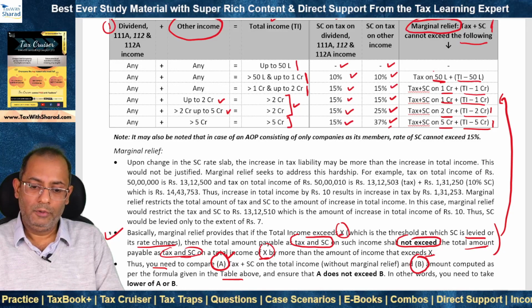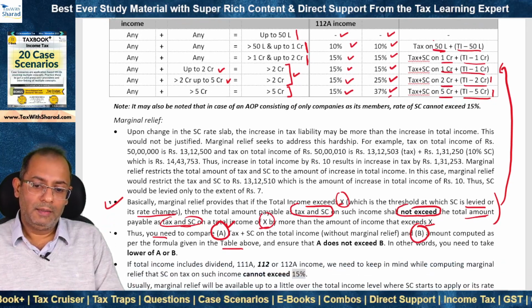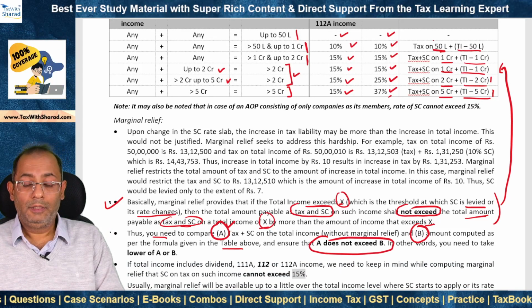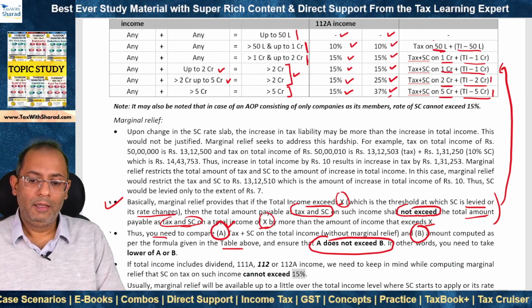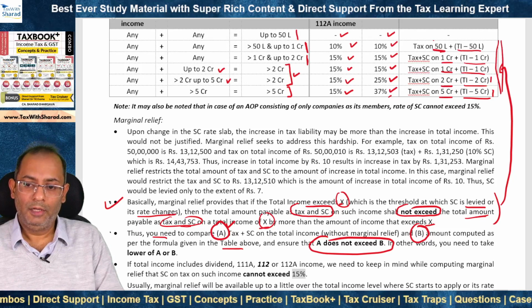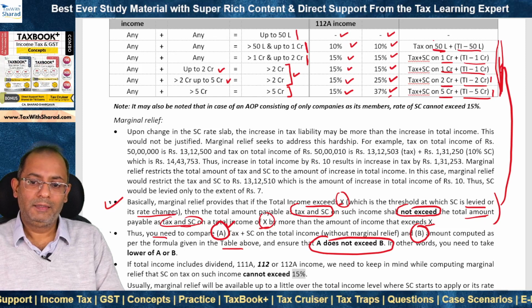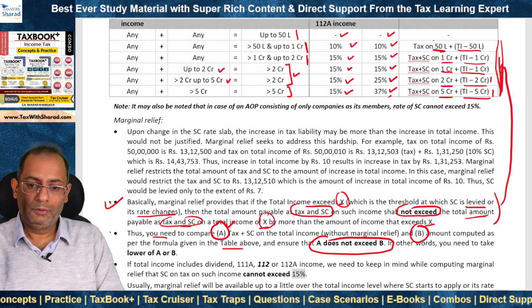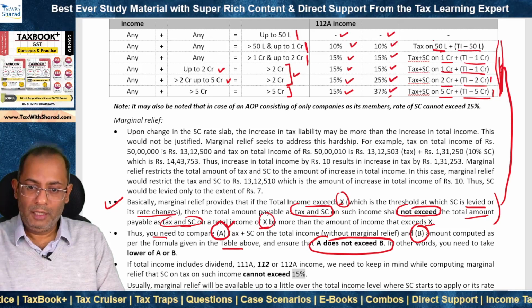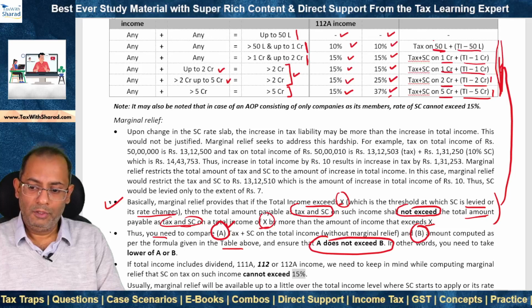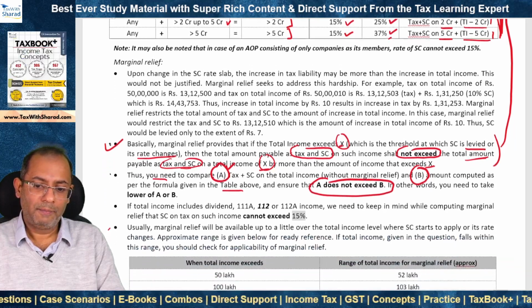And then what we need to ensure is that A should not exceed B. That means the tax and surcharge that is payable cannot exceed the amount computed as per this particular formula. And if it exceeds, then we need to bring down the amount of surcharge. So that amount by which we bring down the surcharge is called marginal relief. So we need to compute marginal relief accordingly.